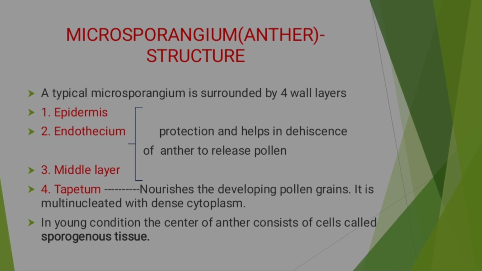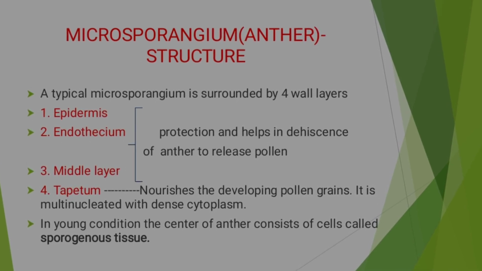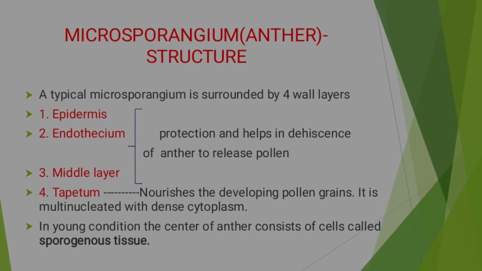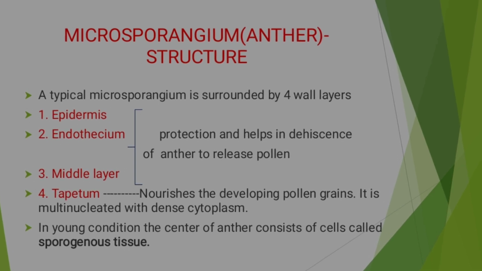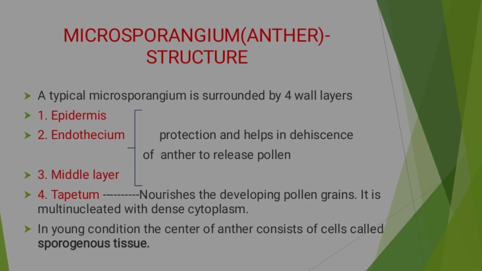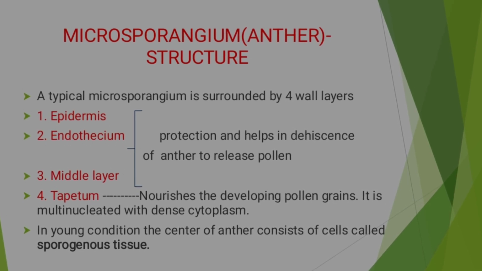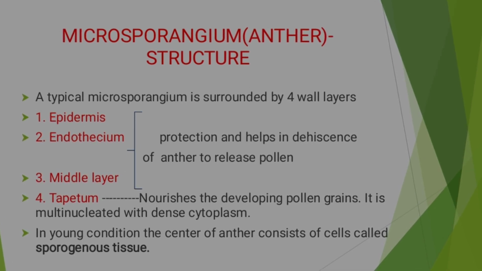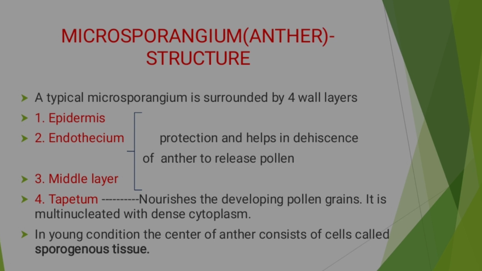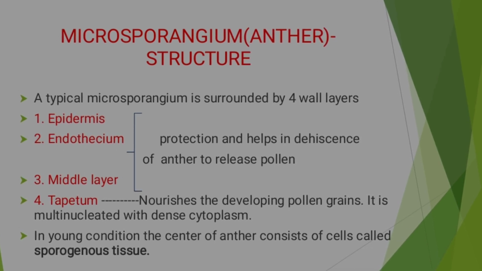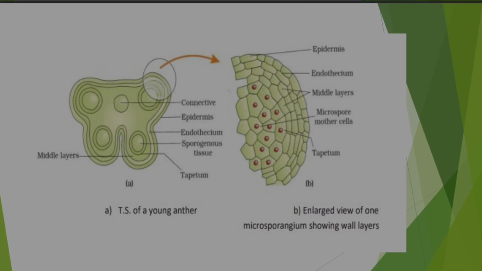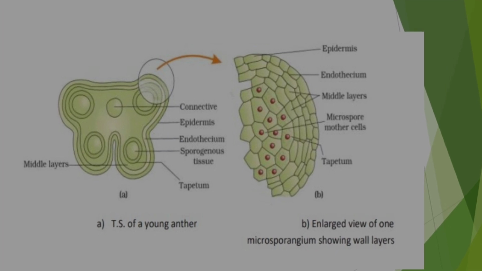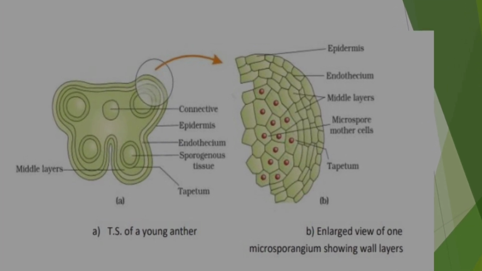Microsporangium or anther structure. A typical microsporangium is surrounded by 4 wall layers. They are epidermis, endothecium, middle layer and tapetum. The function of the first 3 layers is protection and helping in the dehiscence of the anther to release the pollen grains. Tapetum nourishes the developing pollen grains, and it is multinucleated with dense cytoplasm. In young condition, the center of the anther consists of cells called sporogenous tissue. T.S. of a young anther and an enlarged view of one microsporangium with 4 wall layers, epidermis, endothecium, middle layer, tapetum and sporogenous tissue.